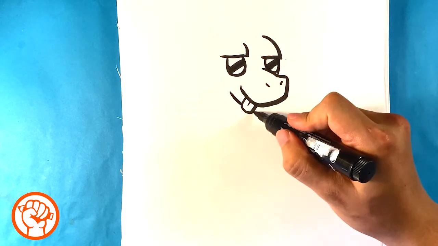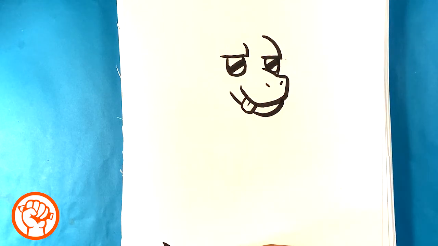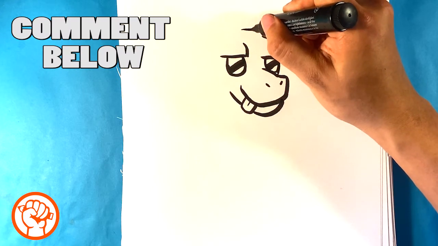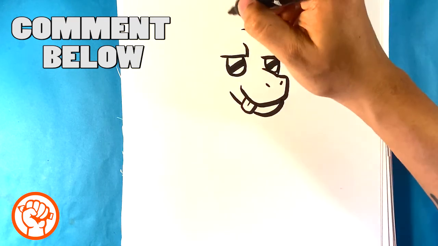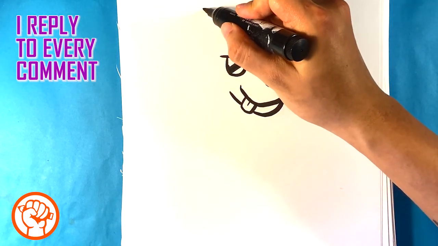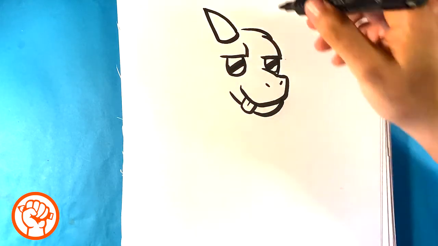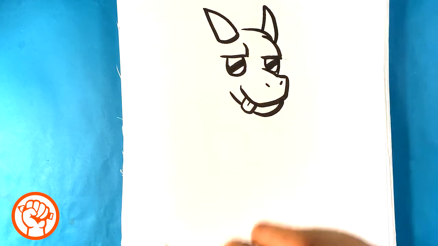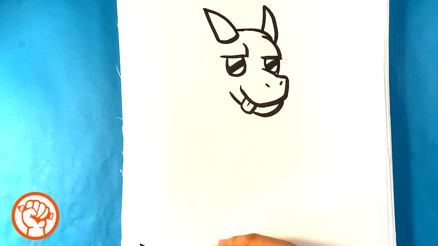One line in. One line in. Top of the head. I'm gonna throw a horn over here, like this. Think of it like a cone stuck to his head. Another cone stuck to his head over here. I'm gonna close that shape off over here.